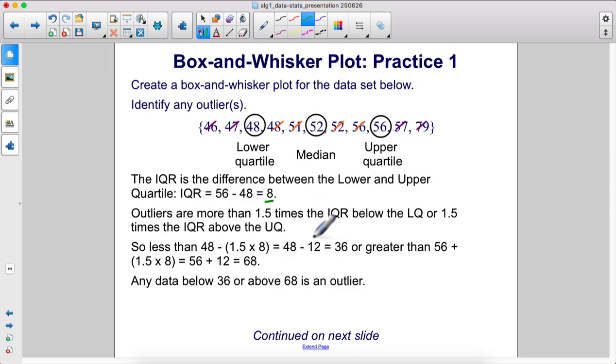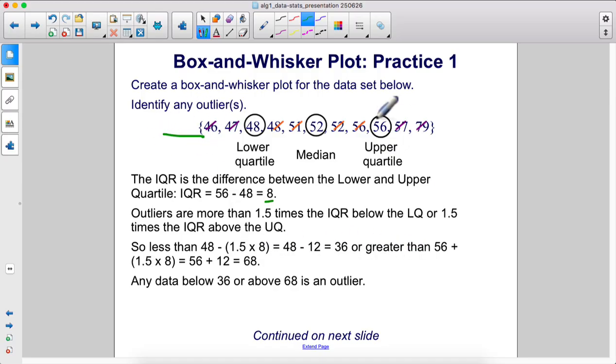Outliers are more than 1.5 times the IQR below the lower quartile or 1.5 times the IQR above the upper quartile. So therefore, 48 minus 1.5 times 8 gives us 36. Are there any numbers here less than 36? No. So there are no outliers to the left.